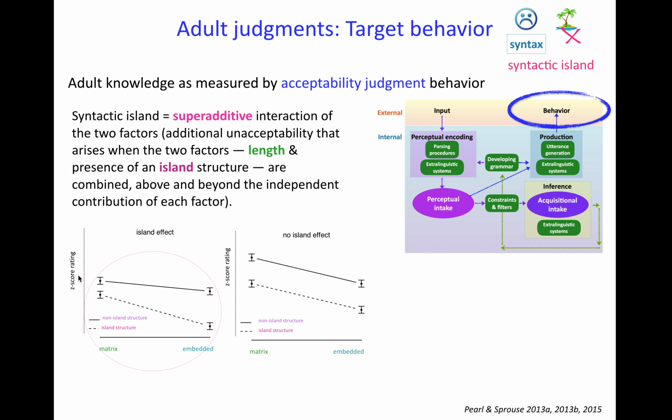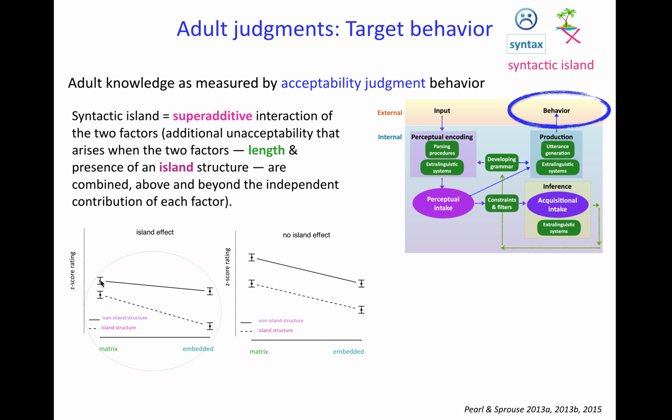So z-score rating is a stand-in. It's a way of averaging together your results, normalizing them. But basically the y-axis is representing how acceptable you find this utterance. And so we were talking before about two factors that were varied in these island acceptability judgment experiments: the length of the dependency, whether it was in the matrix or the embedded clause, right? Or the presence or absence of an island structure. And so the idea is each of those factors has some impact on the acceptability.